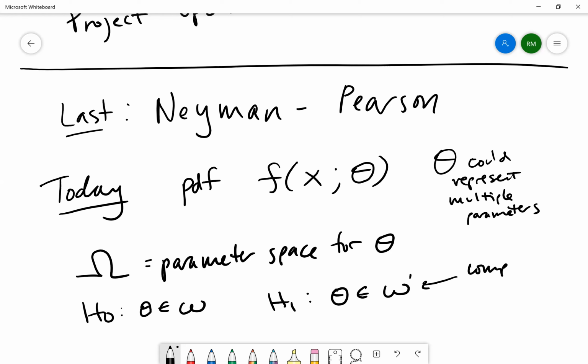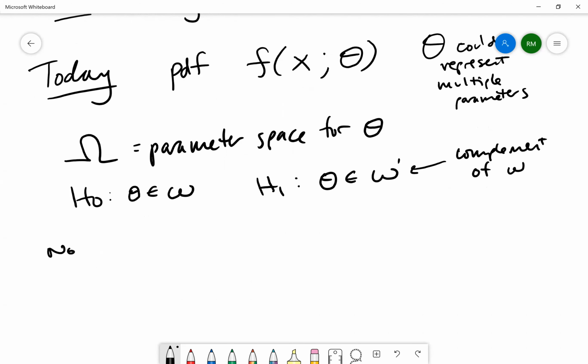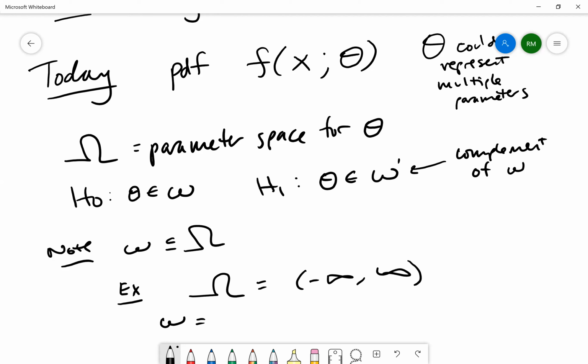This is the complement of little omega. Okay. So note that little omega is a subset of big omega. It's a subset of possible parameter values. So an example might be that big omega is the set of numbers from negative infinity to infinity. Maybe lowercase omega is the numbers from negative infinity to 2, and therefore omega prime would be the numbers from 2 to infinity. So this is how we think about it, because often we don't actually know what the mean of the distribution is. We just kind of want to know if it's lower than something or bigger than something.